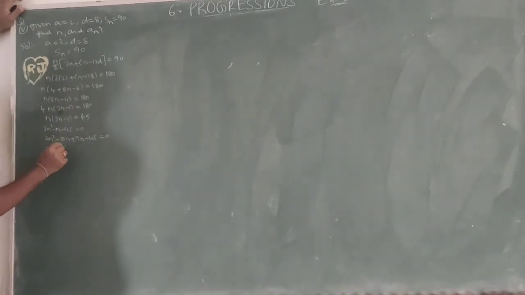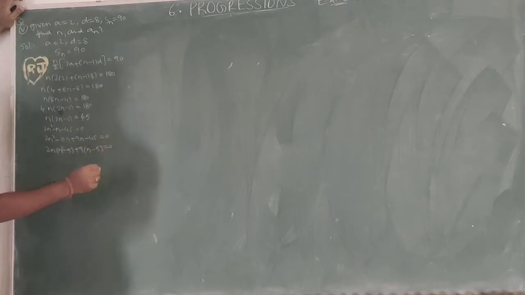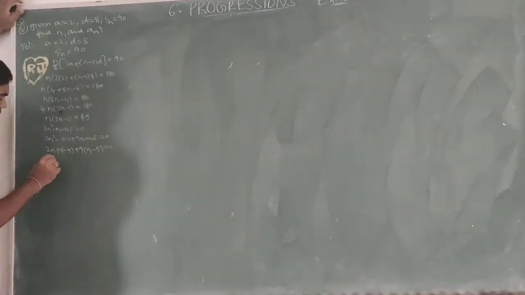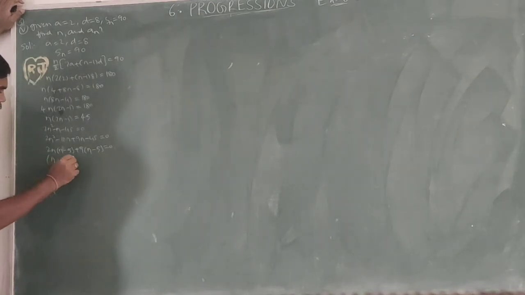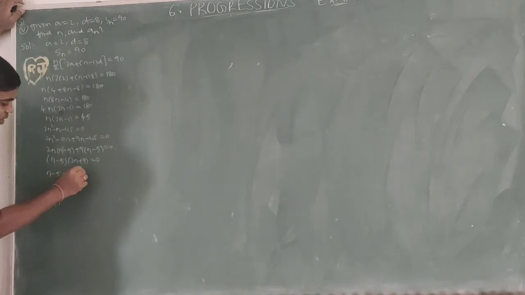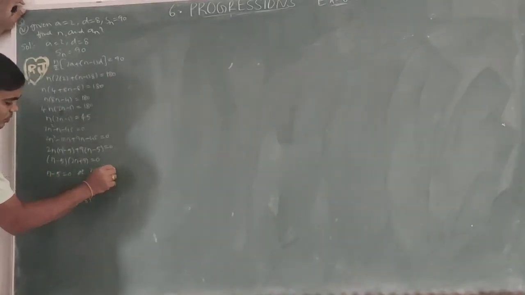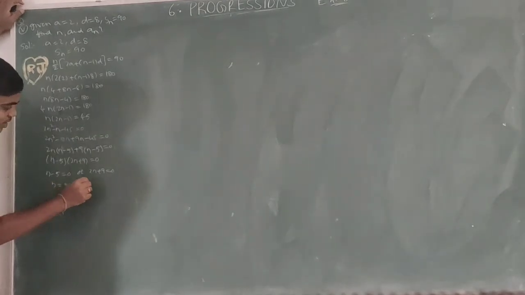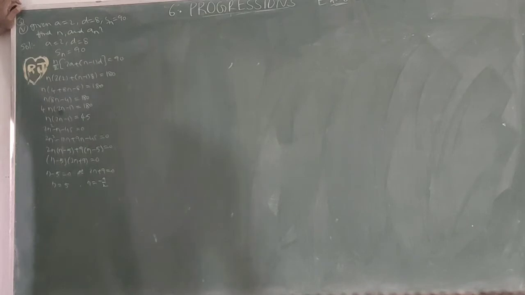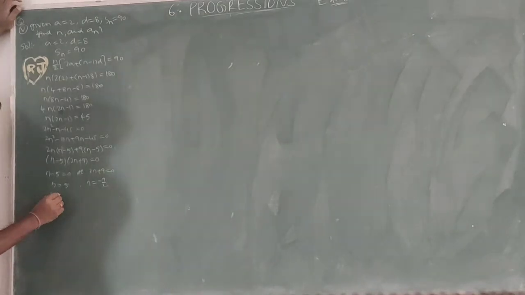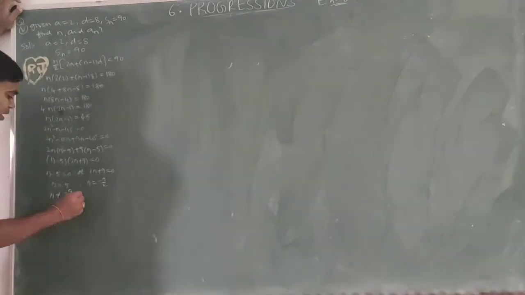2n comma (n minus 5) plus 9 comma (n minus 5). So (n minus 5) comma (2n plus 9) equal to 0. n minus 5 equal to 0 or 2n plus 9 equal to 0. n equal to 5, n equal to minus 9 by 2. So either n equal to 5 or n equal to minus 9 by 2. n won't be equal to minus 9 by 2 because it won't be negative. So n should be equal to positive 5.